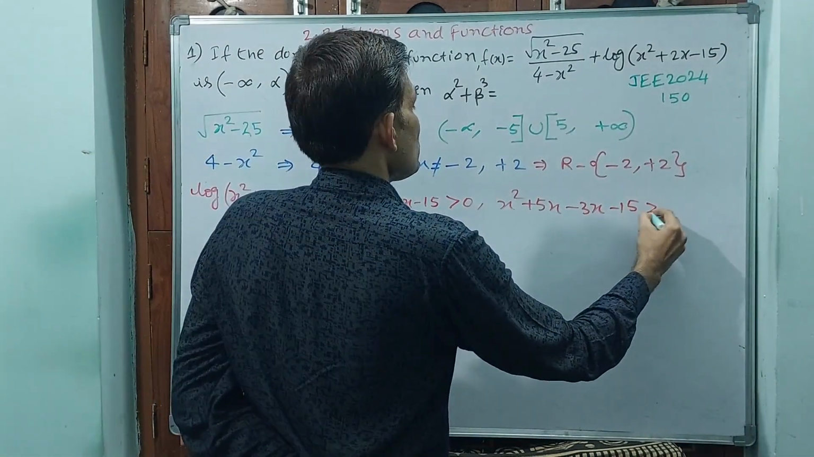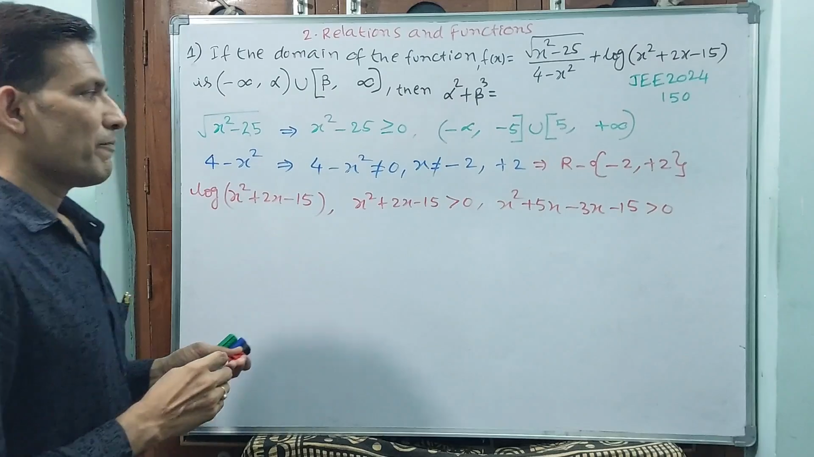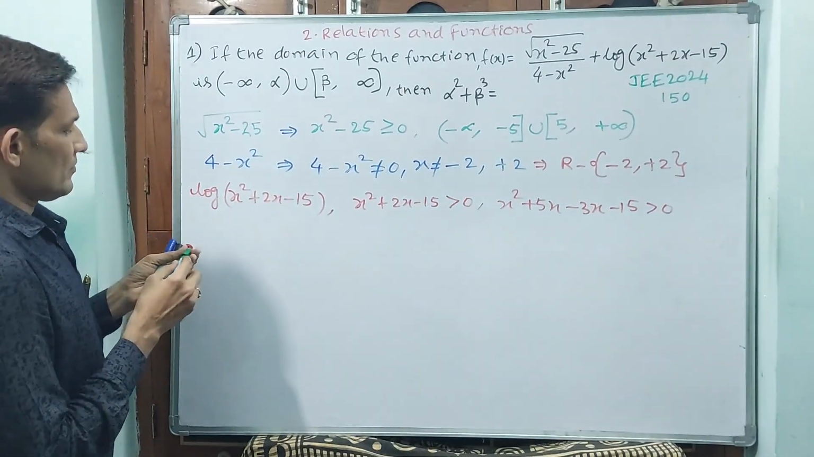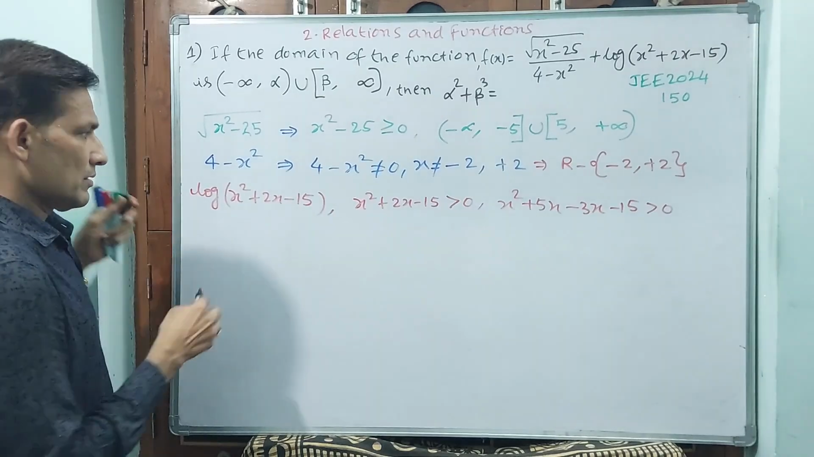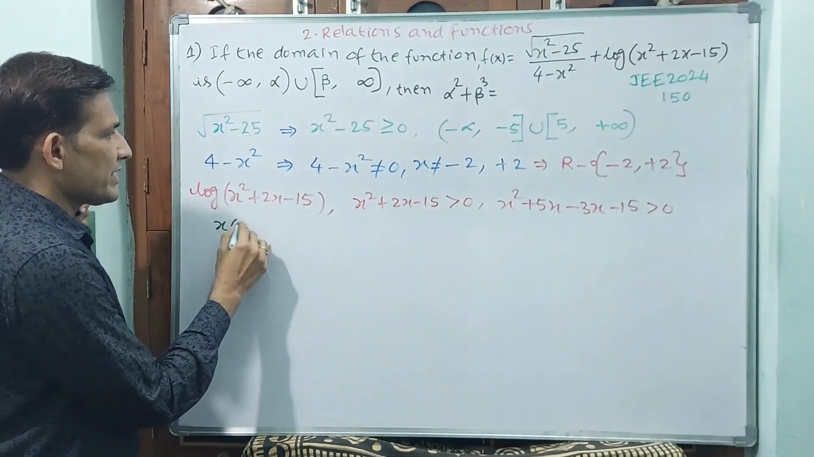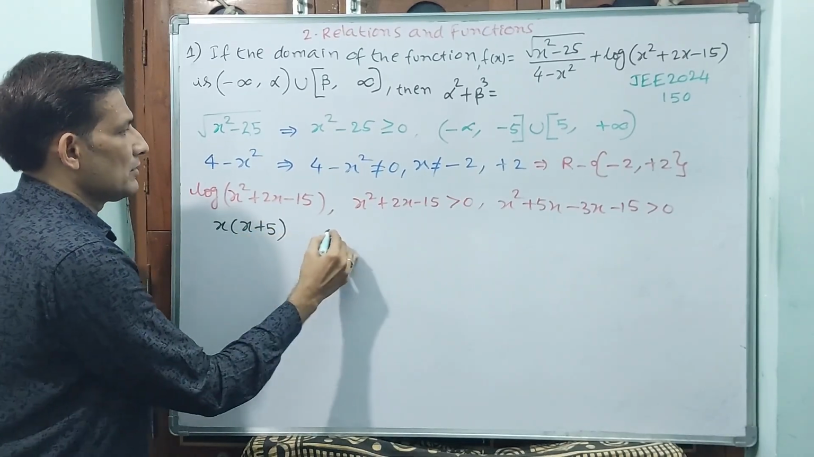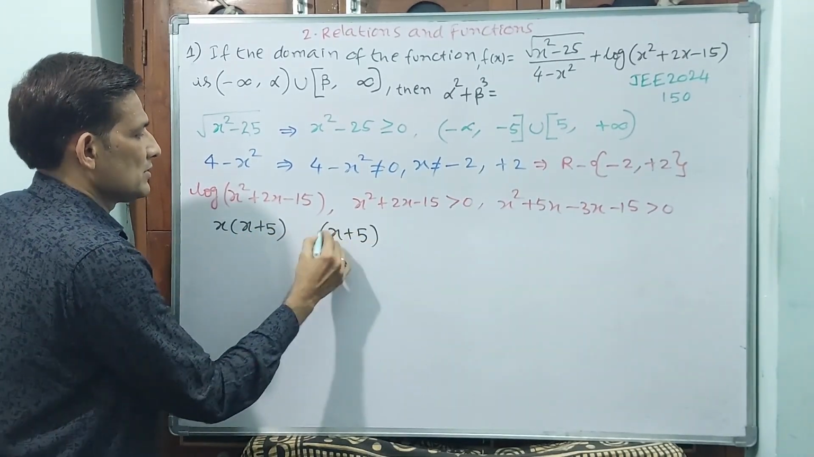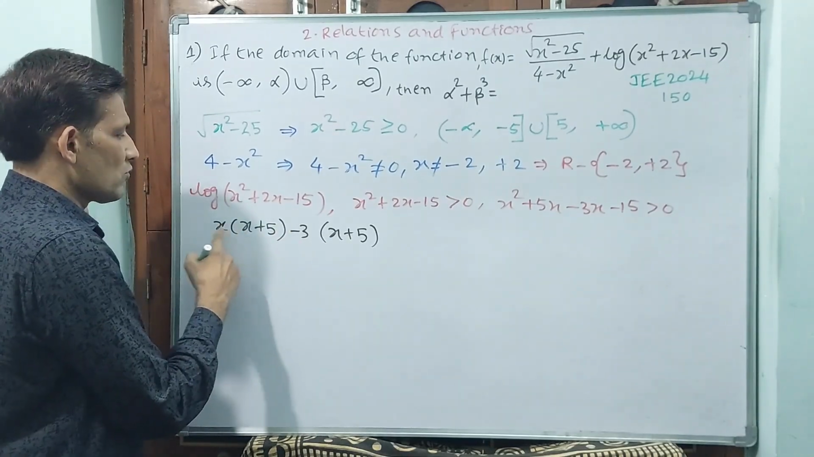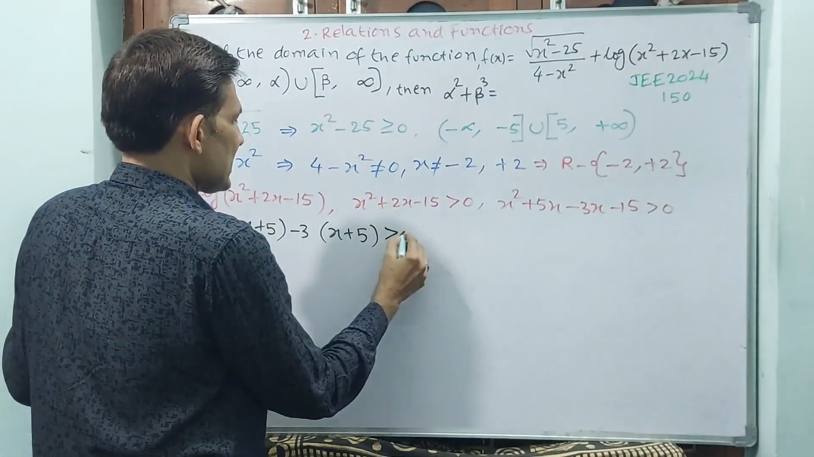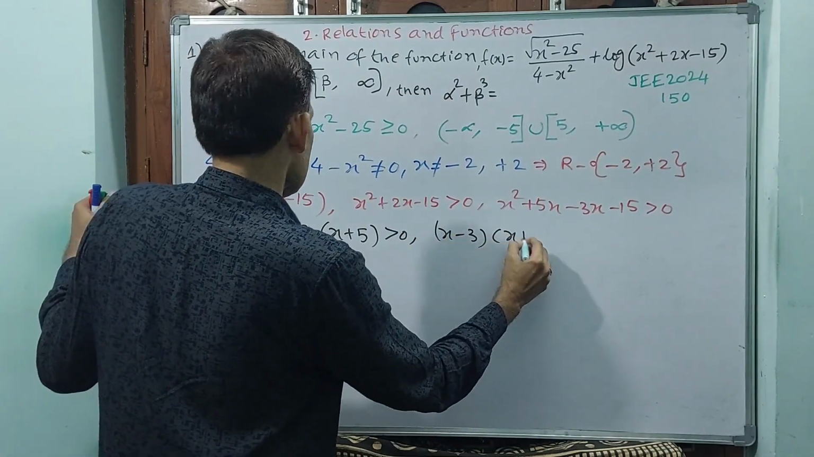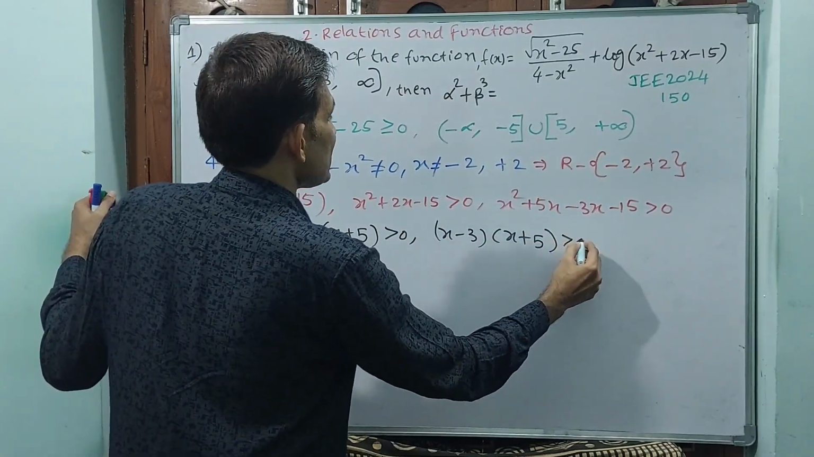minus 15 should be greater than 0. Is it okay? 5x minus 3x is 2x. Now see, here I am taking x common: x plus 5 minus 3 times x plus 5, that is x square plus 5x minus 3x minus 15, greater than 0. Again, x minus 3 into x plus 5 should be greater than 0.